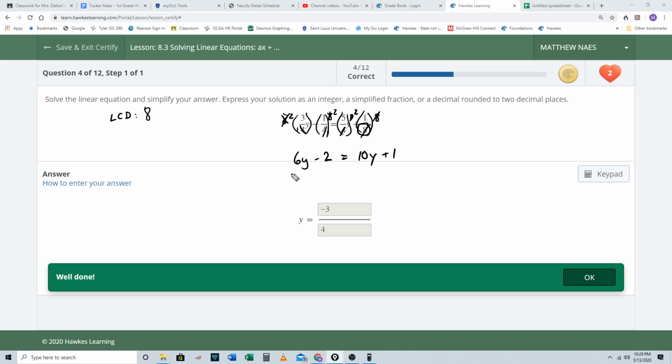So, same step, move the smallest y, minus 6y. Negative 2 equals 4y. Subtract the 1 over. Negative 3 equals 4y. Then divide by 4. Negative 3/4, right there. So, again, that's another way to do it. Feel free to use your calculator. Feel free to do it this way. Your choice at this point. Pick which way made more sense to you and do it that way.